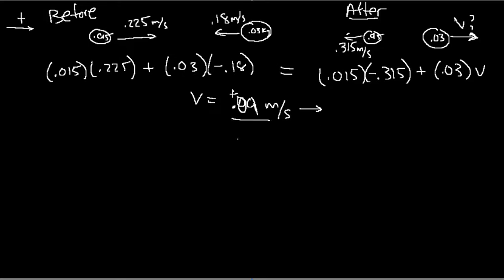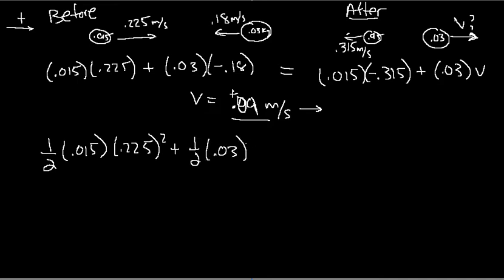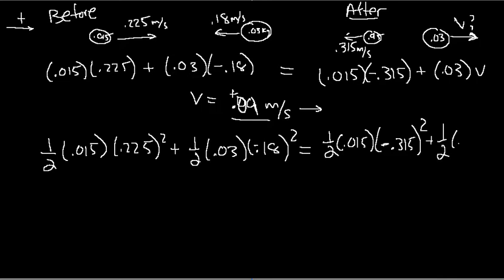Now, knowing that, we can double check ourselves, because if we have a perfectly elastic collision, the kinetic energy will be the same before and after. So what's the kinetic energy before the collision? We have 1/2 the mass times the velocity squared, plus the kinetic energy of this one, which is 1/2 times 0.03 times 0.18 squared. Now this is a negative, but it's squared, so it's not going to matter. That has to be equal to 1/2 this mass, 0.015, times this new velocity of negative 0.315 squared, plus 1/2 times 0.03 times this new velocity, which we calculated to be 0.09, squared.